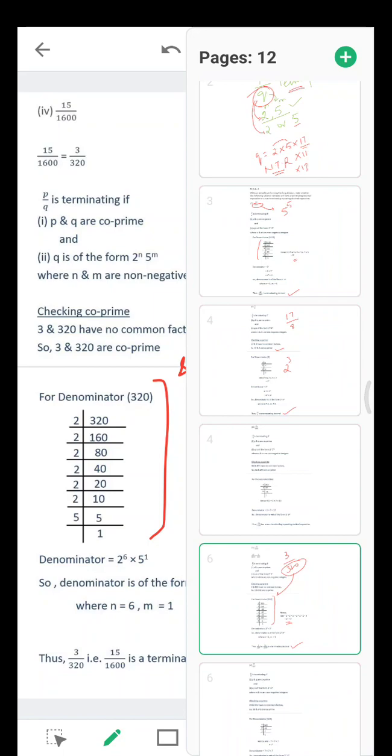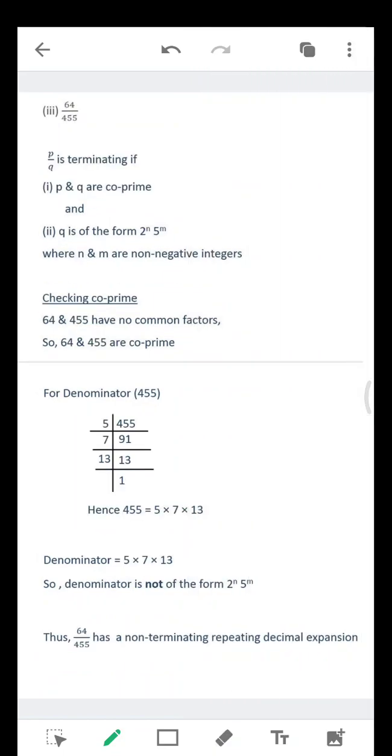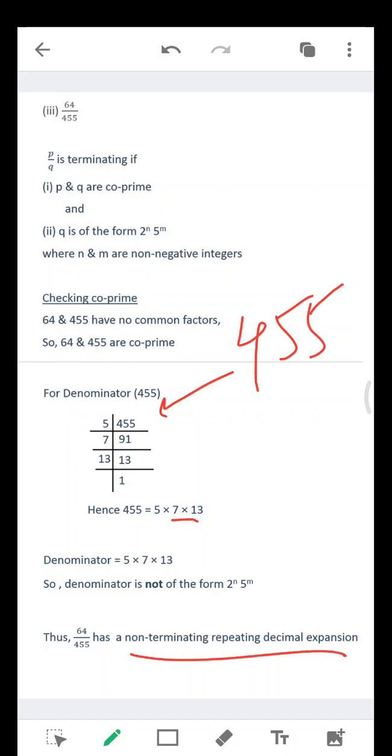If you have a look at the third bit, you can see 64 by 455, they are co-prime already. So if I prime factorize the denominator, that is 455, I am getting 5 into 7 into 13. So what do you say about this? Does it have only 2's, 5's, or does it have any other numbers? Yes, it has 7 and 13 extra. So I can say that it is a non-terminating repeating decimal expansion because it has numbers other than 5 and 2's. Clear? So the denominator is not in the form of 2 power n, 5 power m.